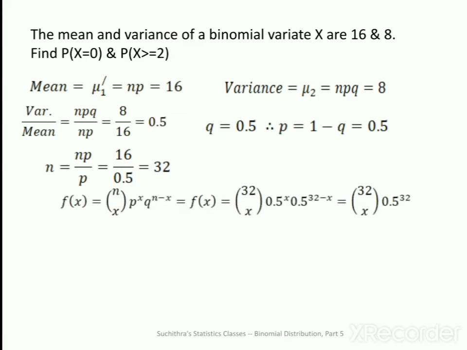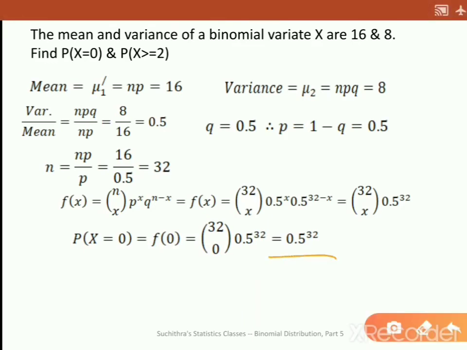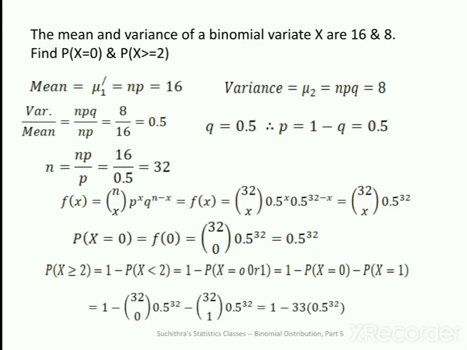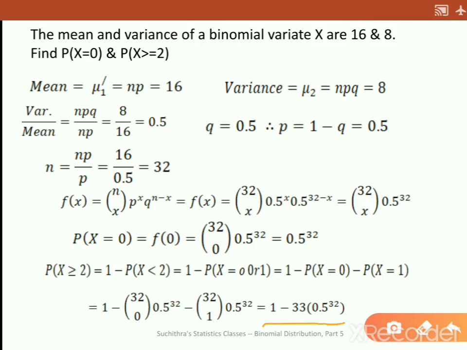Therefore, f of x is ncx p raised to x q raised to n minus x, which is 32cx 0.5 raised to 32. P of x equal to 0 is 0.5 raised to 32. P of x greater than or equal to 2 is 1 minus P of x less than 2, equal to 1 minus P of x equal to 0 or 1, equal to 1 minus P of x equal to 0 minus P of x equal to 1. That is 1 minus 33 into 0.5 raised to 32.